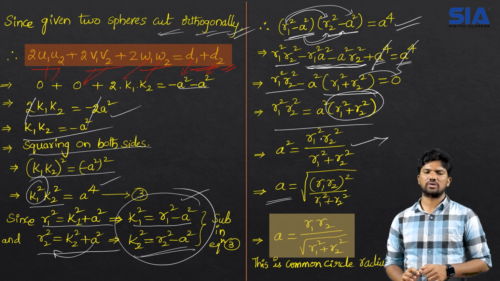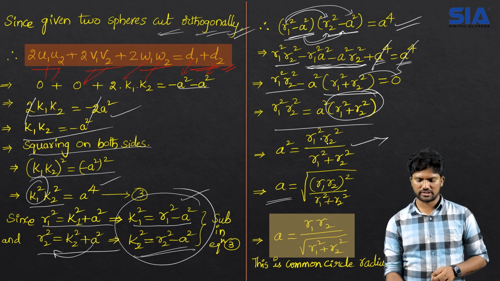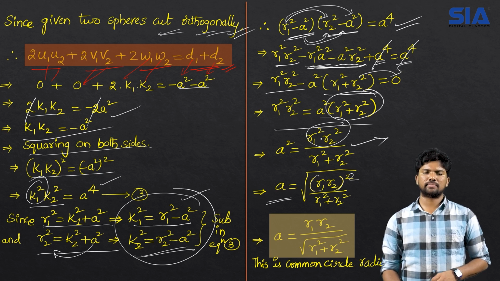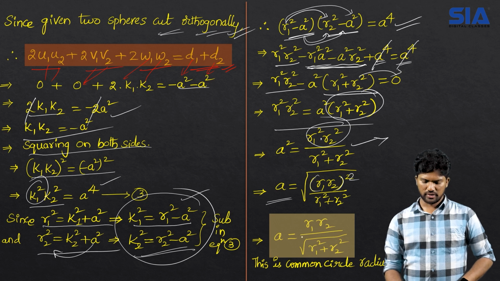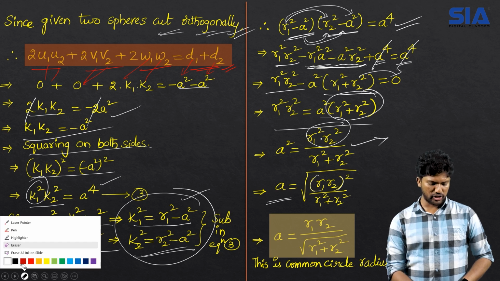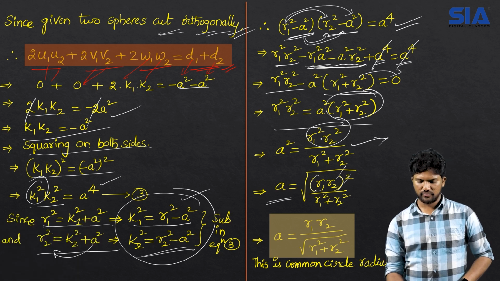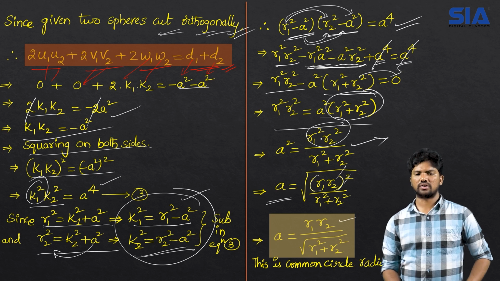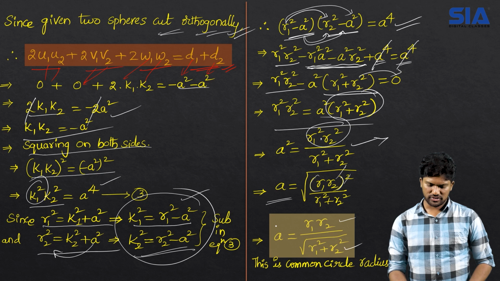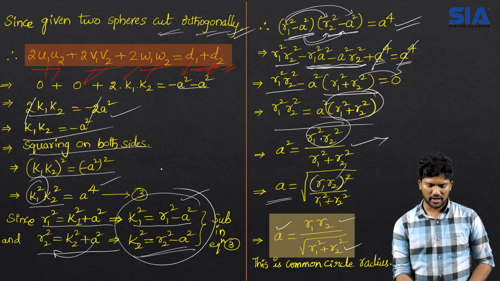Therefore small a is equal to the square root of r1 r2 whole square, I am writing this value as r1 r2 whole square, by r1 square plus r2 square. Now if you separate the square root for the numerator and denominator, in the numerator the square root gets cancelled. So small a is equal to r1 r2 by the square root of r1 square plus r2 square. What is this small a?